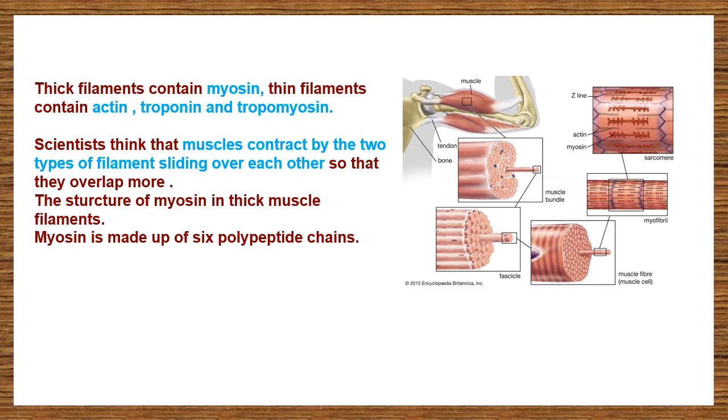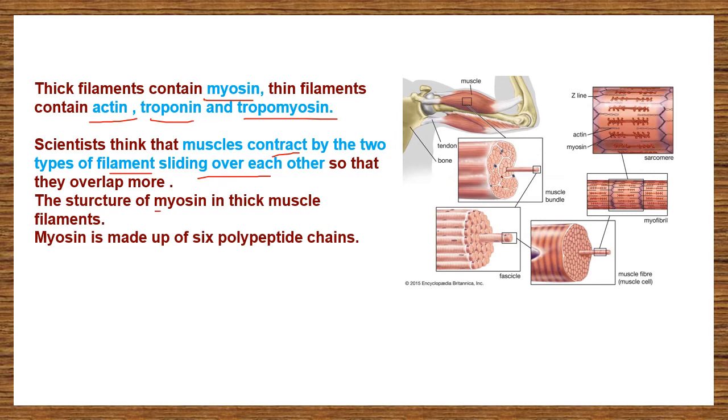Thick filaments in the muscles contain myosin and thin filaments contain actin, troponin and tropomyosin. These all are the special proteins that I talked about in the slide. Actually, these are not in the books, just for your information, and I think it is interesting to know which proteins help our muscles to move. That is why I have kept this slide here. And scientists think that the muscles contract by the two types of filaments sliding over each other, and when they overlap, movement occurs.